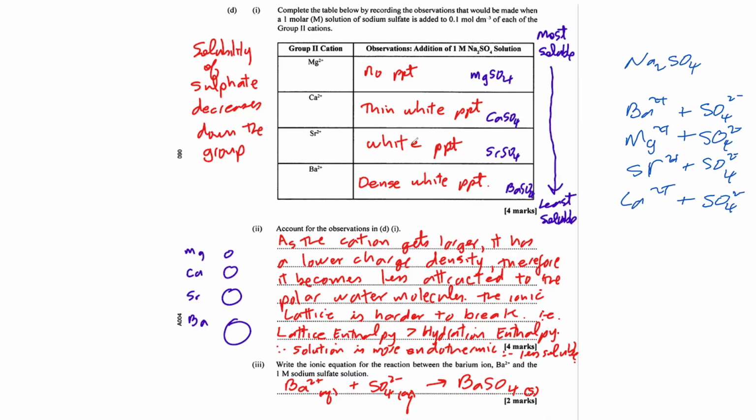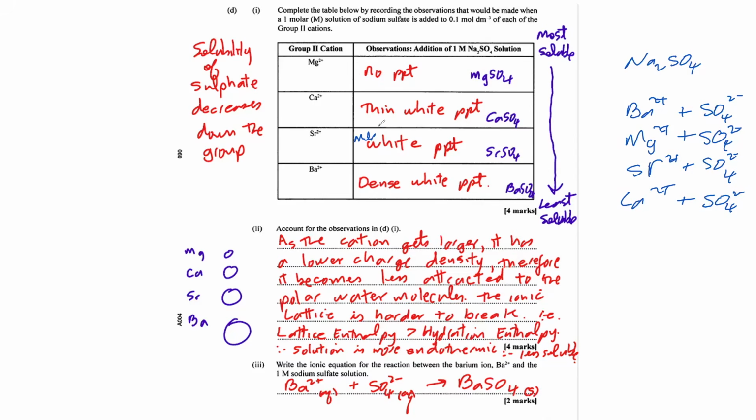So we know that the solubility of sulfates decreases down the group. So the most soluble sulfate would be the ones at the top, and the least soluble ones would be the ones at the bottom. So magnesium sulfate would not produce any precipitate. But as we go down the group, due to the fact that solubility decreases, you'll now have a thin white precipitate. And then you'd have a medium white precipitate.